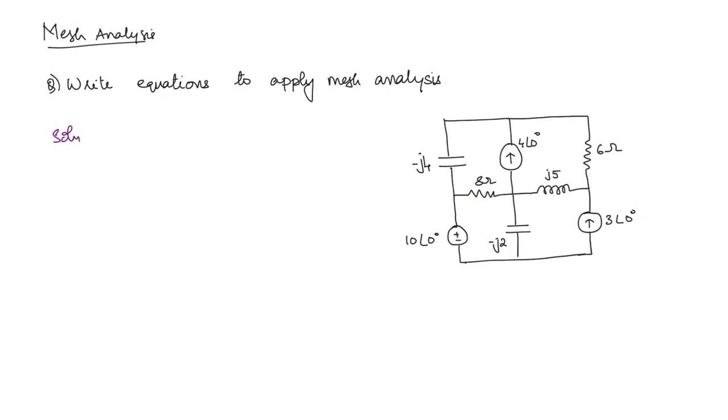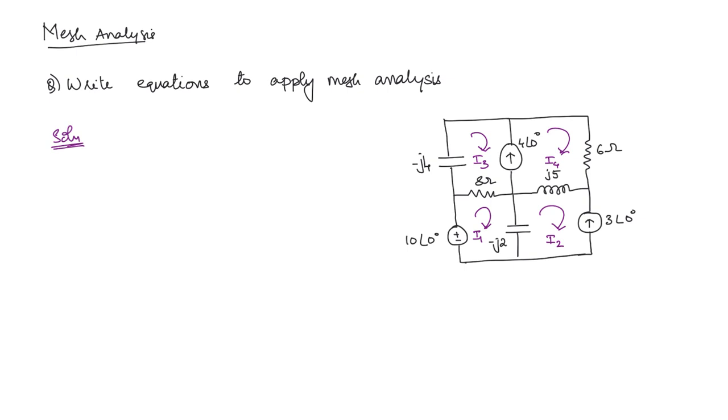So how many meshes are here? This is one mesh, this is second, third and fourth, right? And you can observe one more thing, that there is a mesh that is being associated with two meshes. So this is a super mesh problem. So we have to write the equations accordingly. First, we will take this as mesh 1, so we have assigned the current I1. This as mesh 2, so we will take the mesh current as I2. This current we will take as I3. This current we will take as I4.